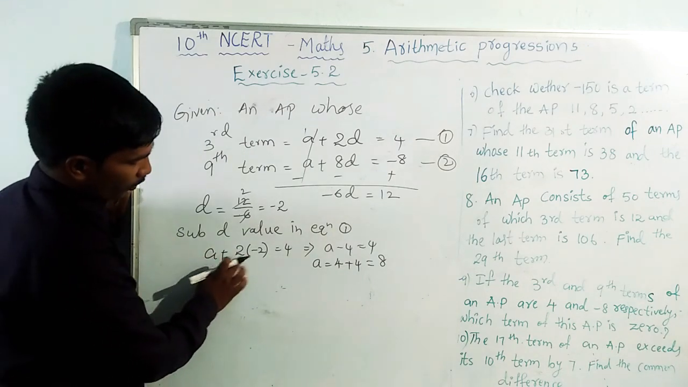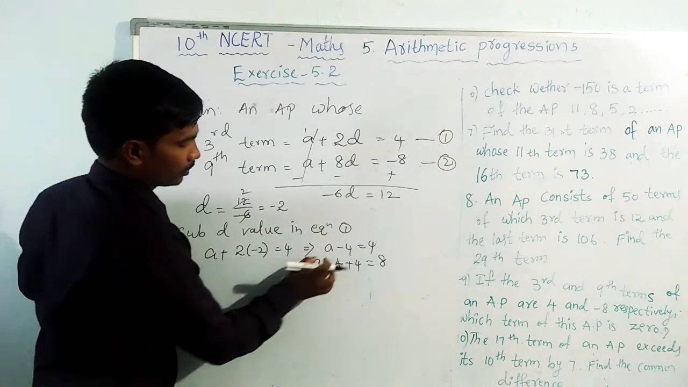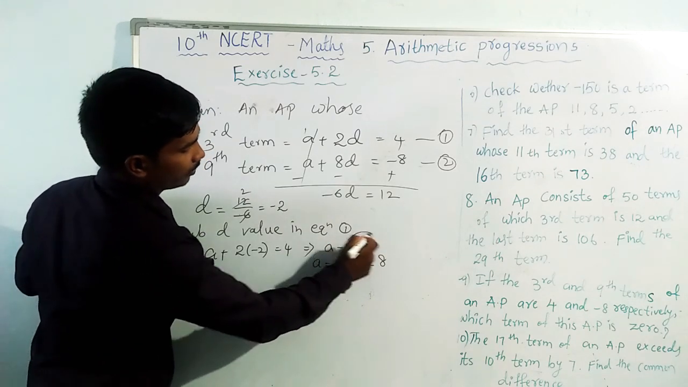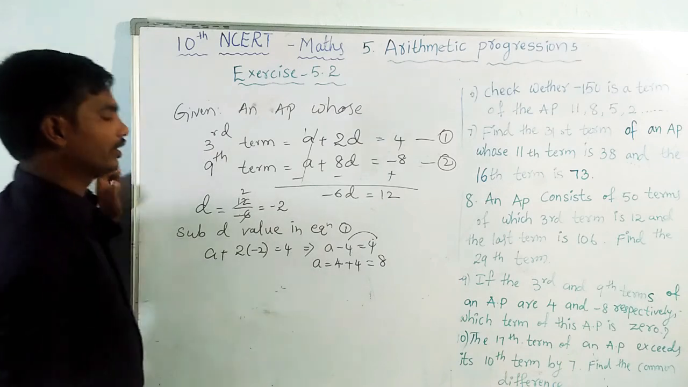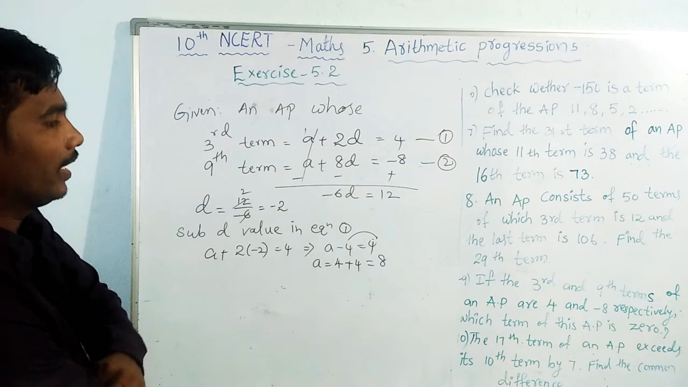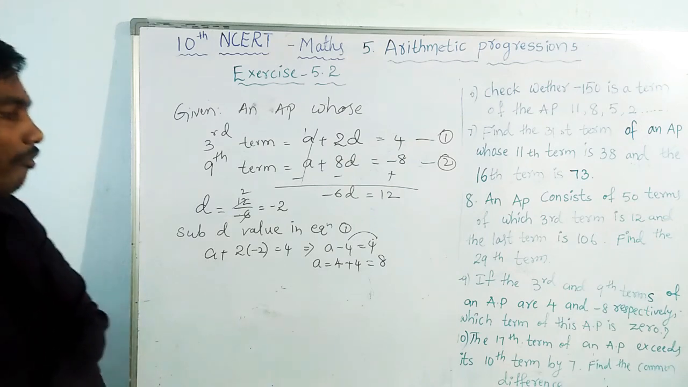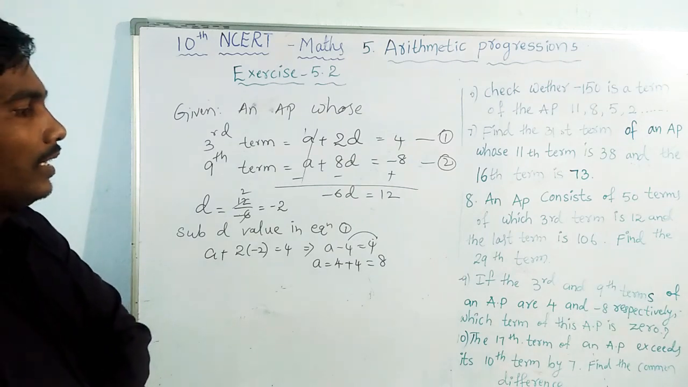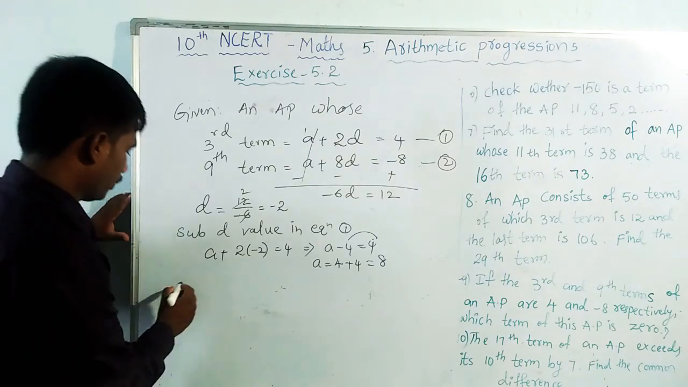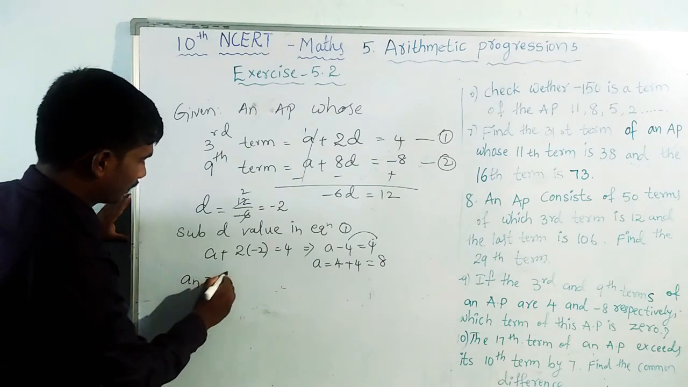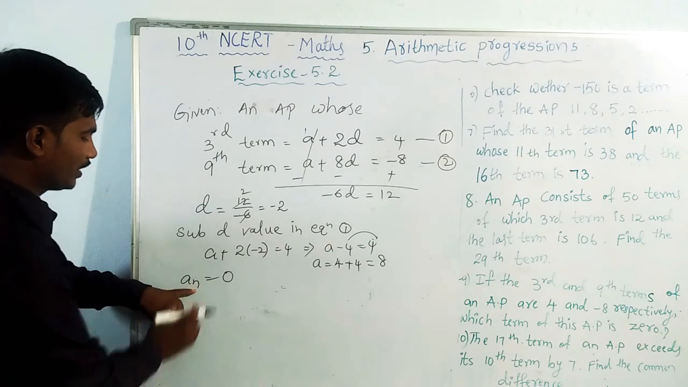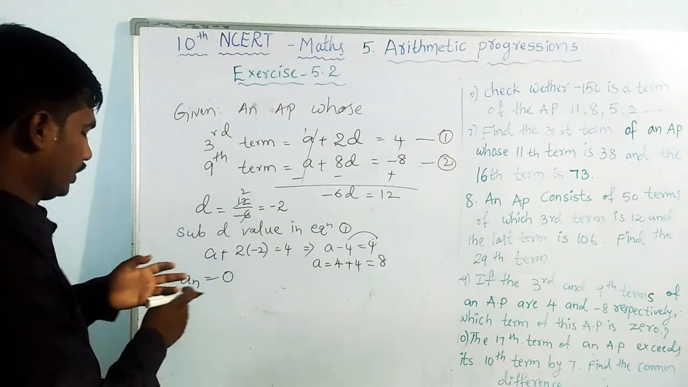See, A plus 2 into minus 2 is minus 4. So A minus 4 is equal to 4. Next, this minus 4 will become plus 4. A is equal to 4 plus 4 is equal to 8. A is equal to 8. Which term of this AP is 0? He is asking which term of the AP is 0. Now consider a_n is equal to 0. Which nth term is 0?